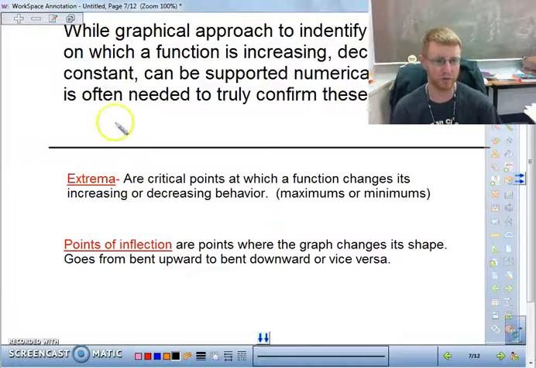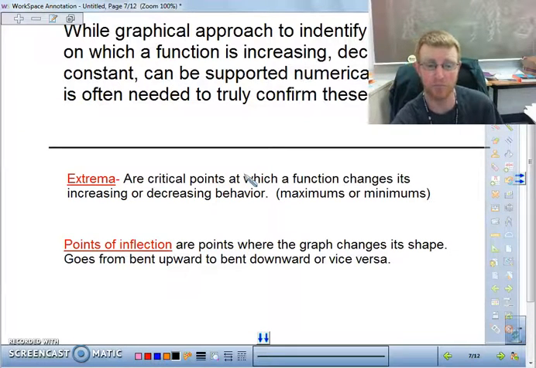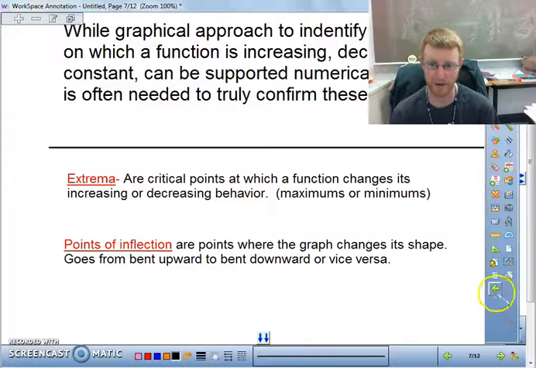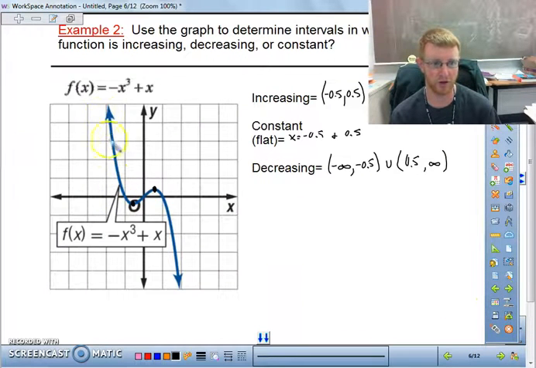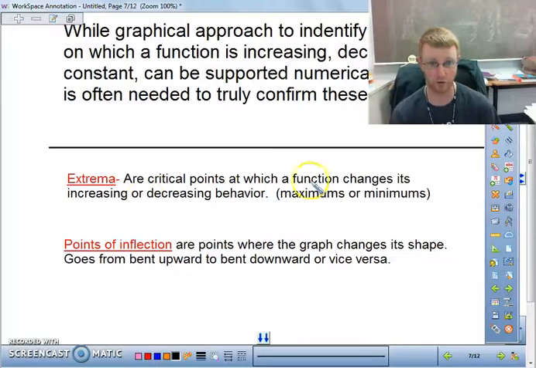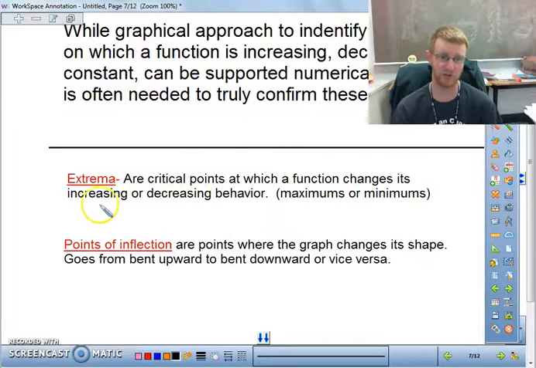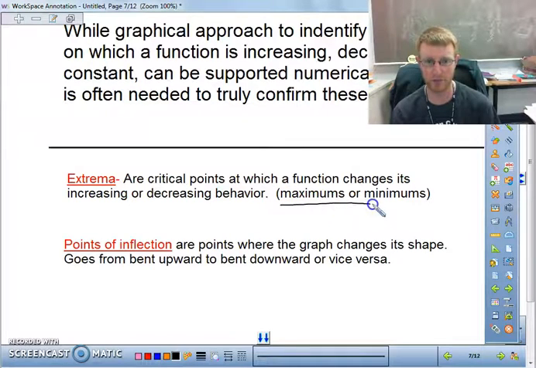Extrema. Extrema are called critical points in which a function changes its increasing or decreasing behavior. So maximums or minimums. If you go back and see what we just pointed out here, we have a little bit of a minimum here and a maximum here. So we call that a flat point, but really it's called an extreme point or a critical point because this is a minimum and this is a maximum. So notice how it changed from increasing to decreasing or decreasing to increasing. That's what we call maximums or minimums.